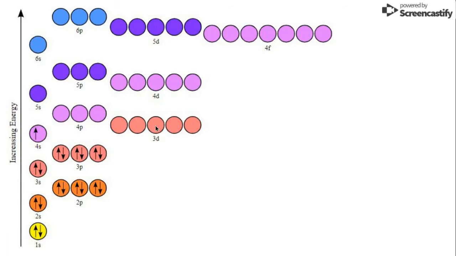Then we get our first d orbitals with the 3d. Notice that there are 5. There are 5 orbitals in the d orbitals. 4p, 5s, 4d, 5p, 6s, and then 4f. Notice that there are 7 circles in the 4f orbitals. Then 5d, then 6p. We'll talk more about this order of energy levels in a minute.